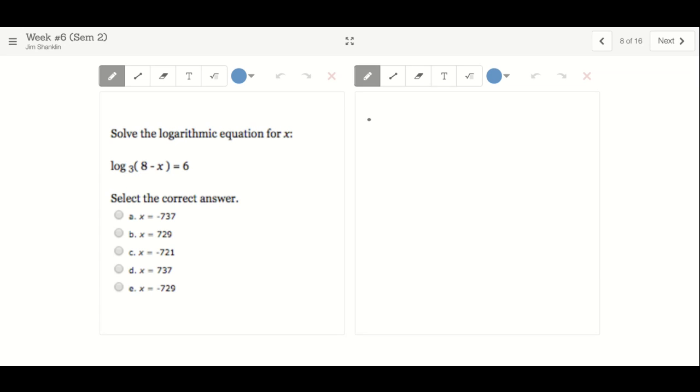Okay, let's go to this problem. I'm looking at this, and it's like, okay, I've got a logarithmic equation. There's only one log. Usually when there's only one log, the key is just to rewrite it as an exponent. So I'm going to rewrite this one as 3 to the 6th is equal to 8 minus x. Well, 3 to the 6th, that is a number. So I'm just going to go 3 raised to the 6th power.